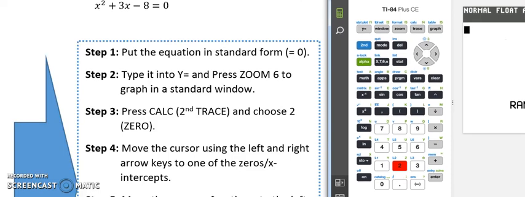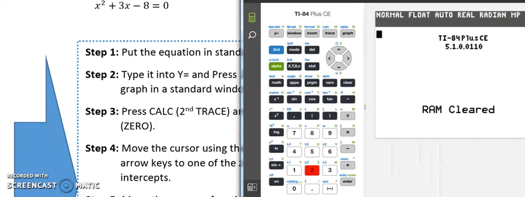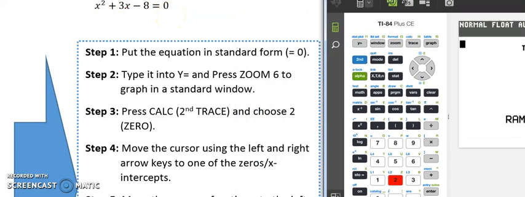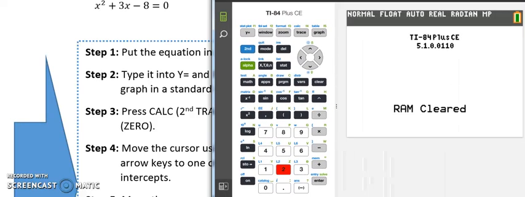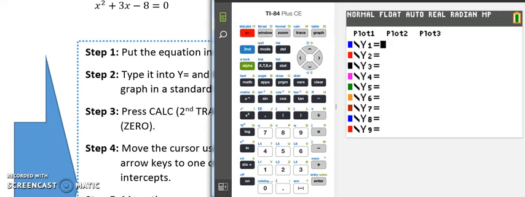The first thing it says is put the equation in standard form, make it equal to 0. If you look here, this is already in standard form. It's equal to 0. So your first step's totally done for you. The next one is type it into y equals and press zoom 6 to graph in a standard window. So here's y equals right here. We're going to go ahead and type this in.